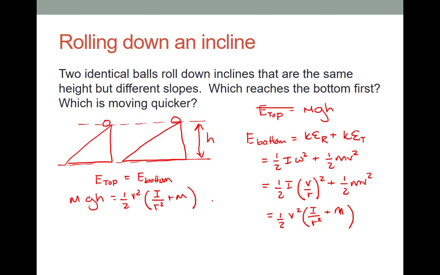But from what we have here, we can see that nothing in our analysis depends on the incline. And so the velocity will be the same for both. However, because the inclines are different, they will have a different acceleration. The one on the steeper incline will have a larger acceleration, and therefore the one on the steeper incline will reach the bottom first.